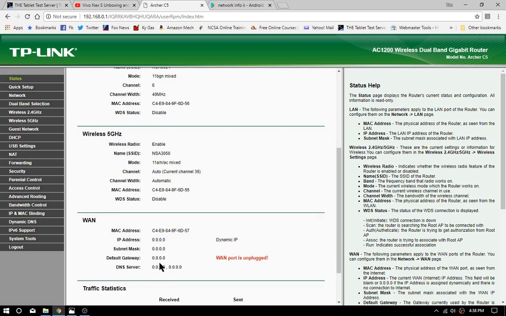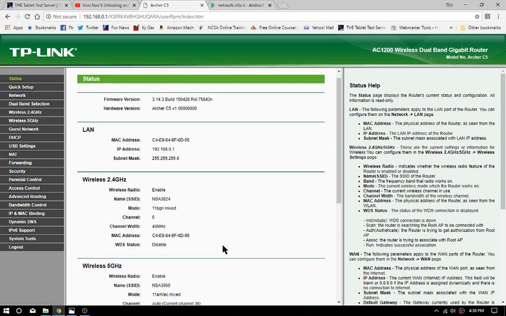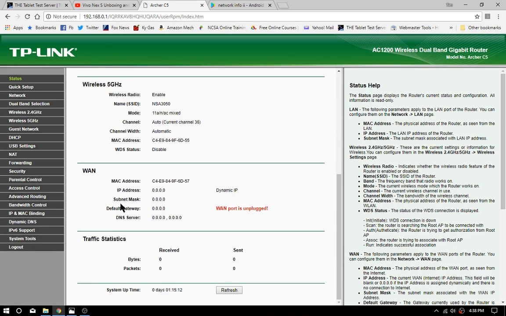And then the LAN. This is what the cable modem sees. And of course, if I was hooked to the internet, I'd have an external IP address, subnet mask, gateway, and DNS servers. That's all well and good. So let's move on.